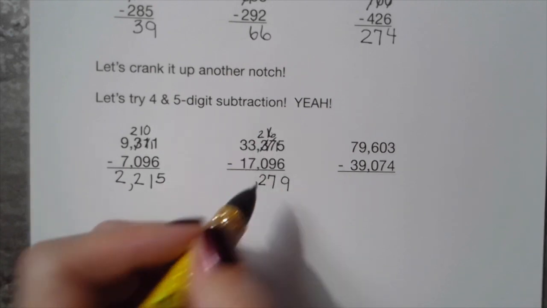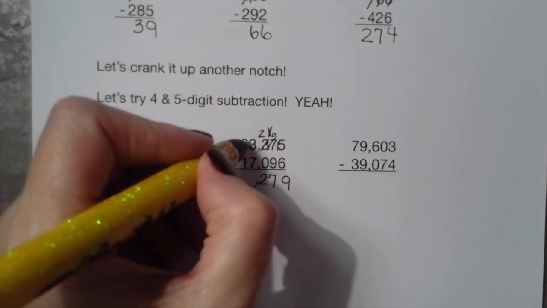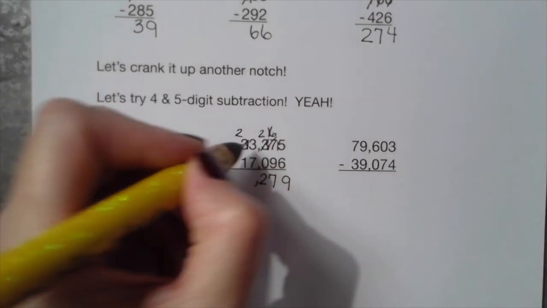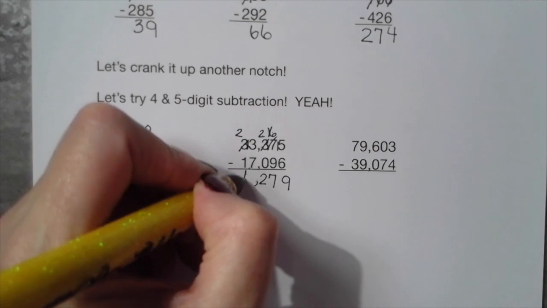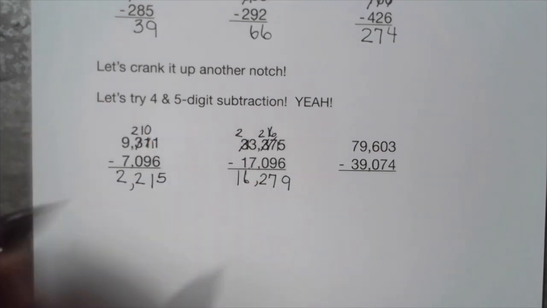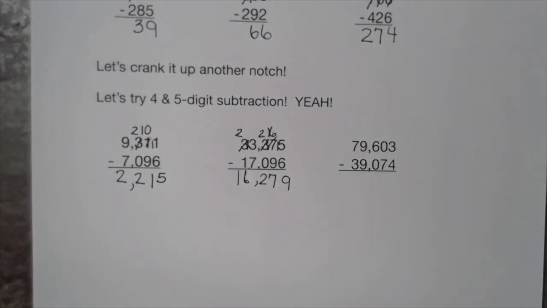Uh-oh. More on the floor. Go next door and get 10 more. So now I have 13. Subtract 7 is 6. And 2 subtract 1 is 1. So the difference is 16,279. We didn't do anything new. We just keep going next door if we need 10 more. Well, let's try the last one.